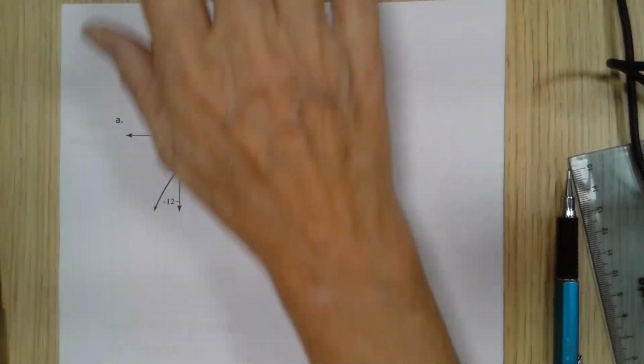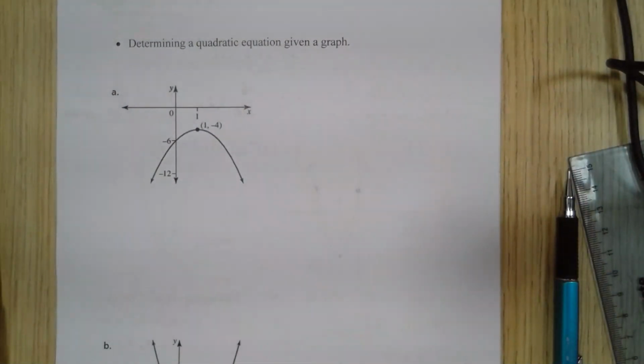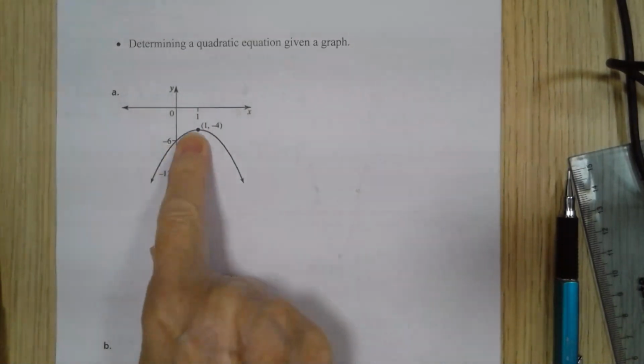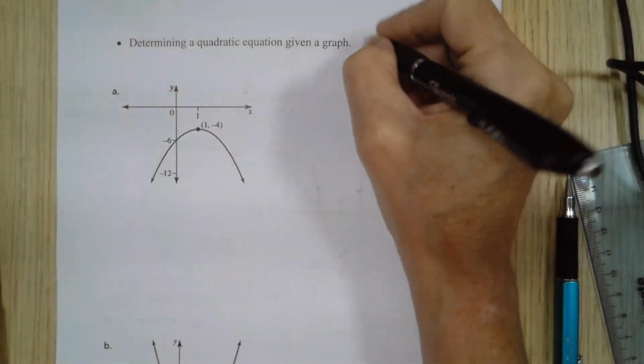Let's determine equations. This isn't the easiest in the world, but let's do it. So I have this equation here. I can see that it's going through 6, and I can see the turning point. Well, if I can see the turning point, then I'm going to use turning point form.